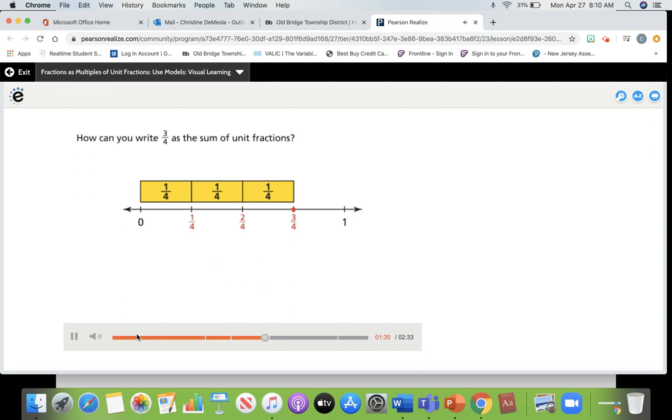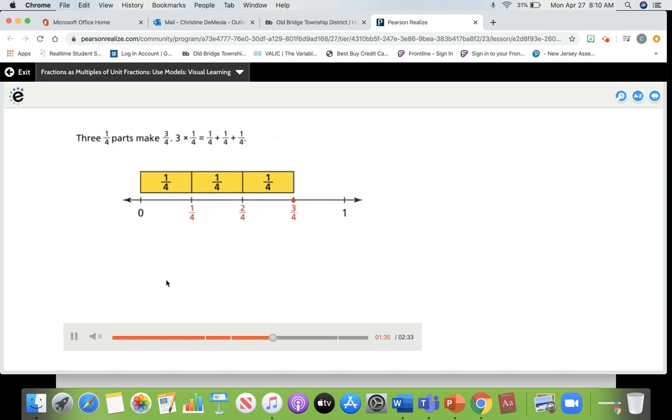How can you write 3/4 as the sum of unit fractions? If you're doing sum, that means addition. So how could we write that? 3 1/4 parts make 3/4. 3 times 1/4 equals 1/4 plus 1/4 plus 1/4.